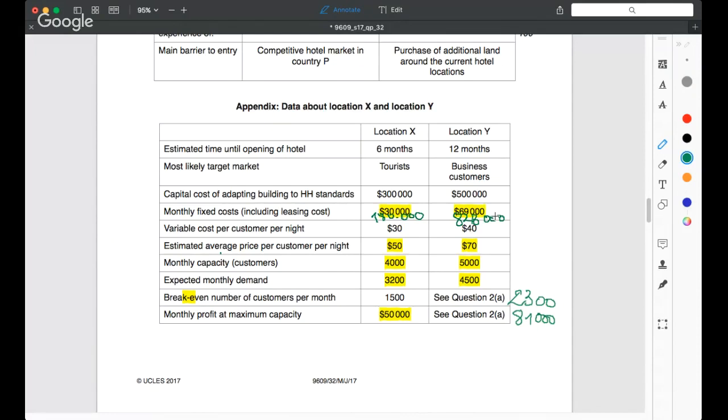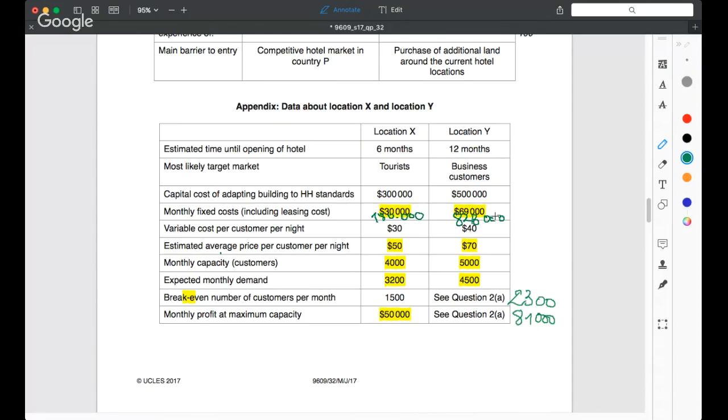Exactly. So in the next 6 months, you are going to make how much money? I did it a different way. I'm not too sure if it's correct. That's fine. So I took the contribution for a single person coming in. For location X, the contribution is $20, and we know that their monthly capacity is 4,000. So if you take 20 and multiply by 4,000, you get 80,000.